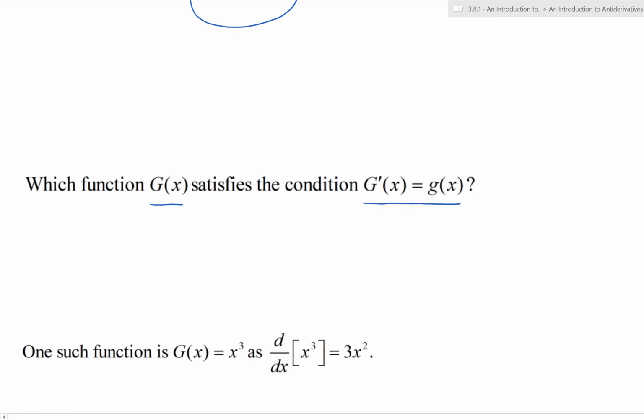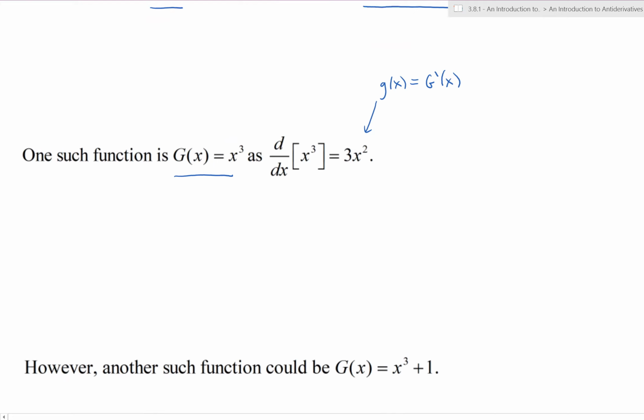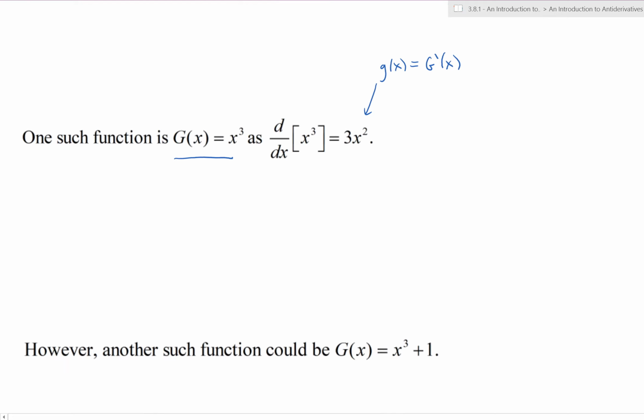Well, we might be thinking, oh, one such function is big G of x is x cubed, as if I differentiate x cubed with respect to x, I get 3x squared. So in other words, here is my function, little g, and that is the derivative of big G. And thus we found one such function that does this. However, that's not the only function.